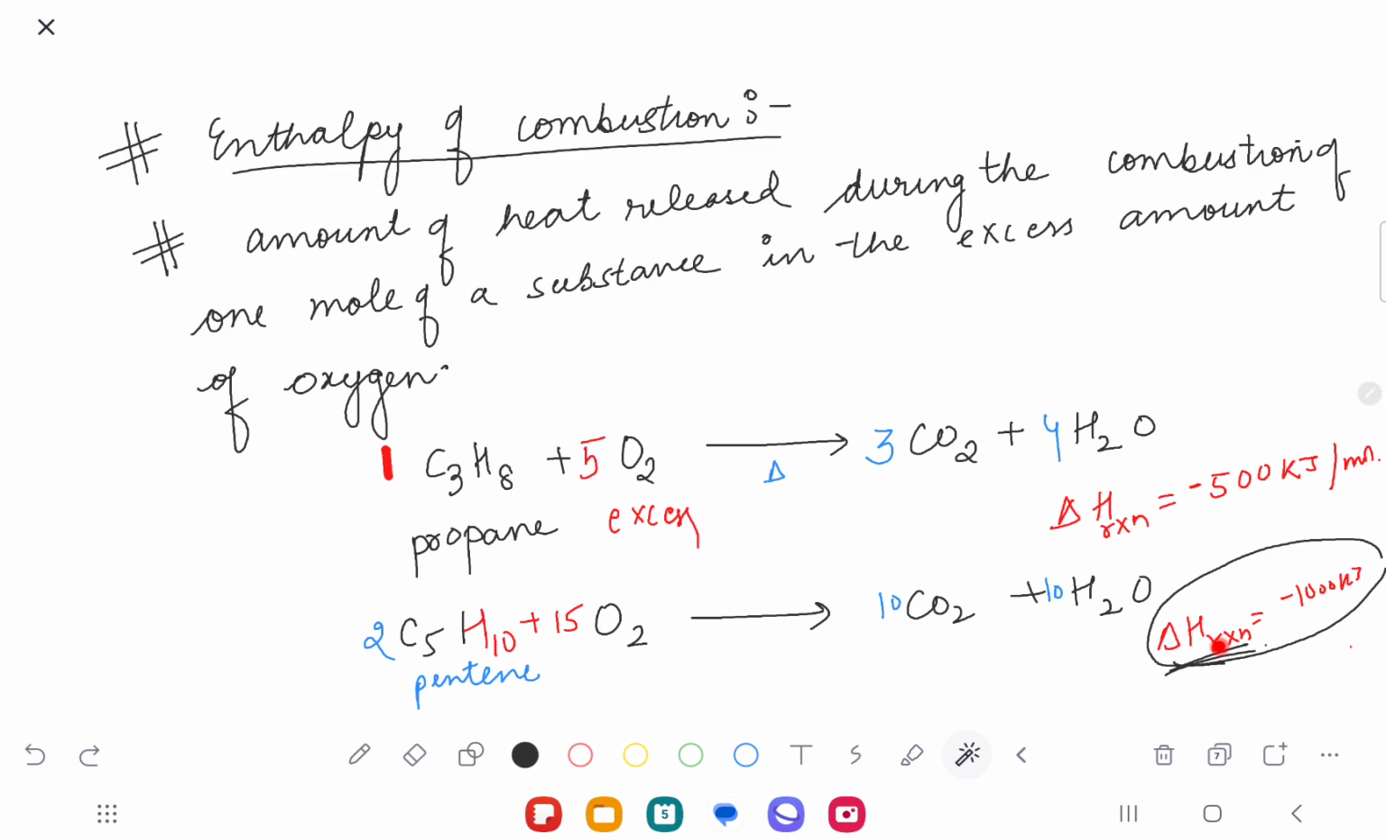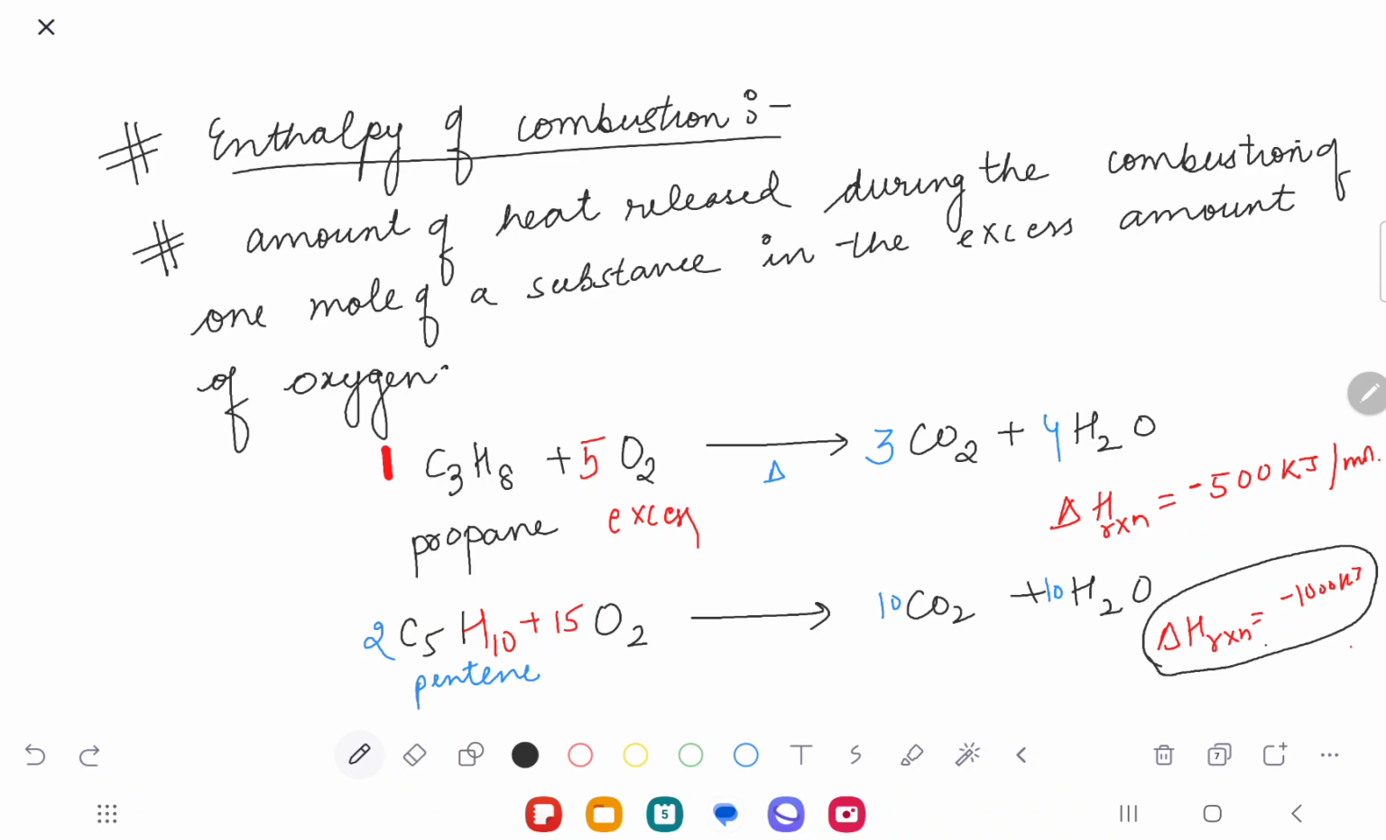I hope you're understanding. Right? So that is the concept. Okay? Right? So that's how we sort of work with this heat of reaction.